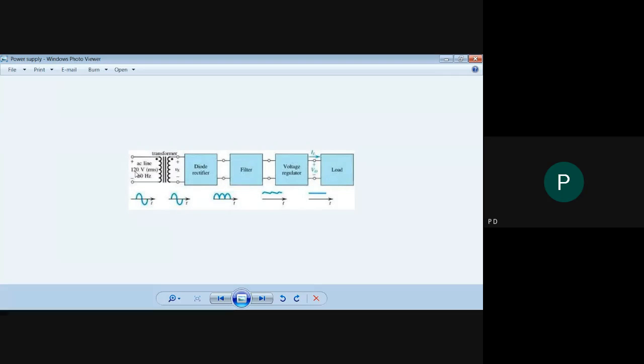That means, for example, if you apply 120 volt to the transformer primary side, then on the secondary side you will get some voltage as per the rating of the transformer. If the rating of the transformer is 15 volt, then you will get 15 volt AC voltage, or if it is 12 volt, then you will get 12 volt AC voltage, and after that it is applied to a rectifier circuit. Generally we prefer bridge circuit.